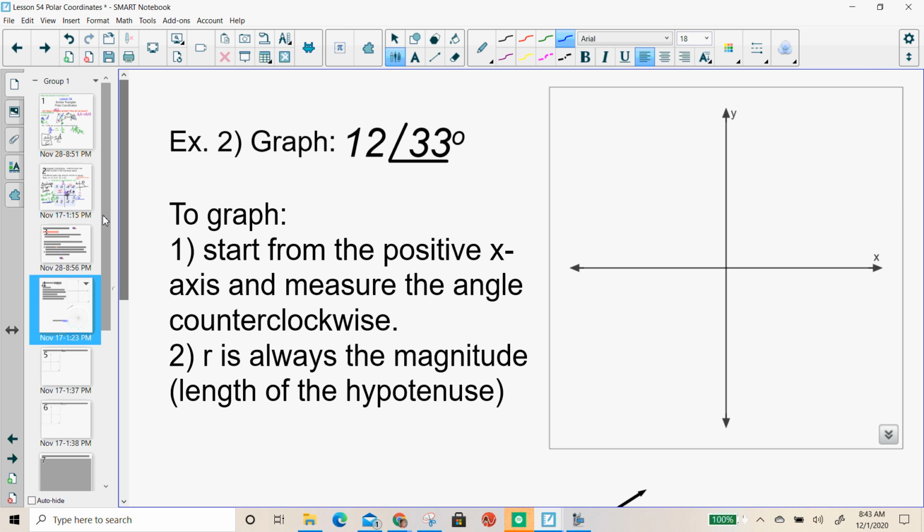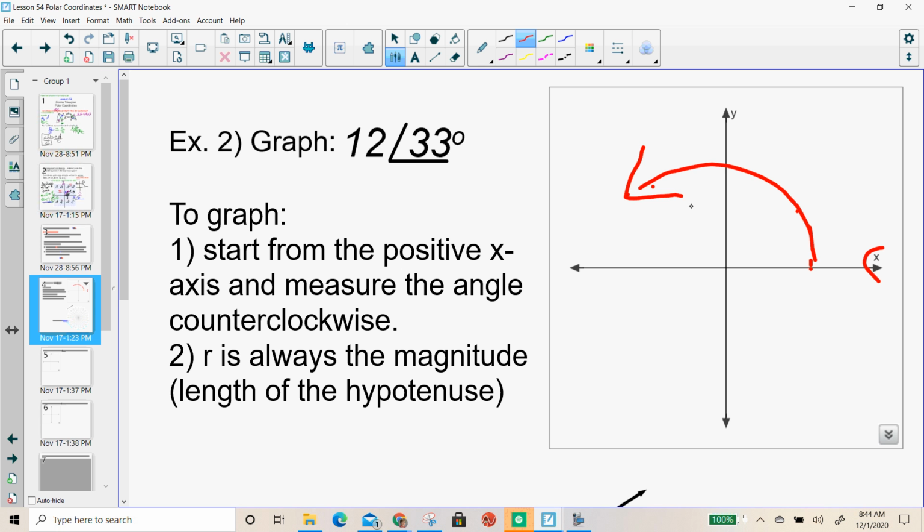If we wanted to graph this thing, 12 at 33 degrees, we are going to start at the positive x-axis, or I hat axis, either way of thinking about it, and we have to go this way. We always go counterclockwise. Now, what we are going to do is to imagine and make our best guess so that it sort of looks to scale, 33 degrees.